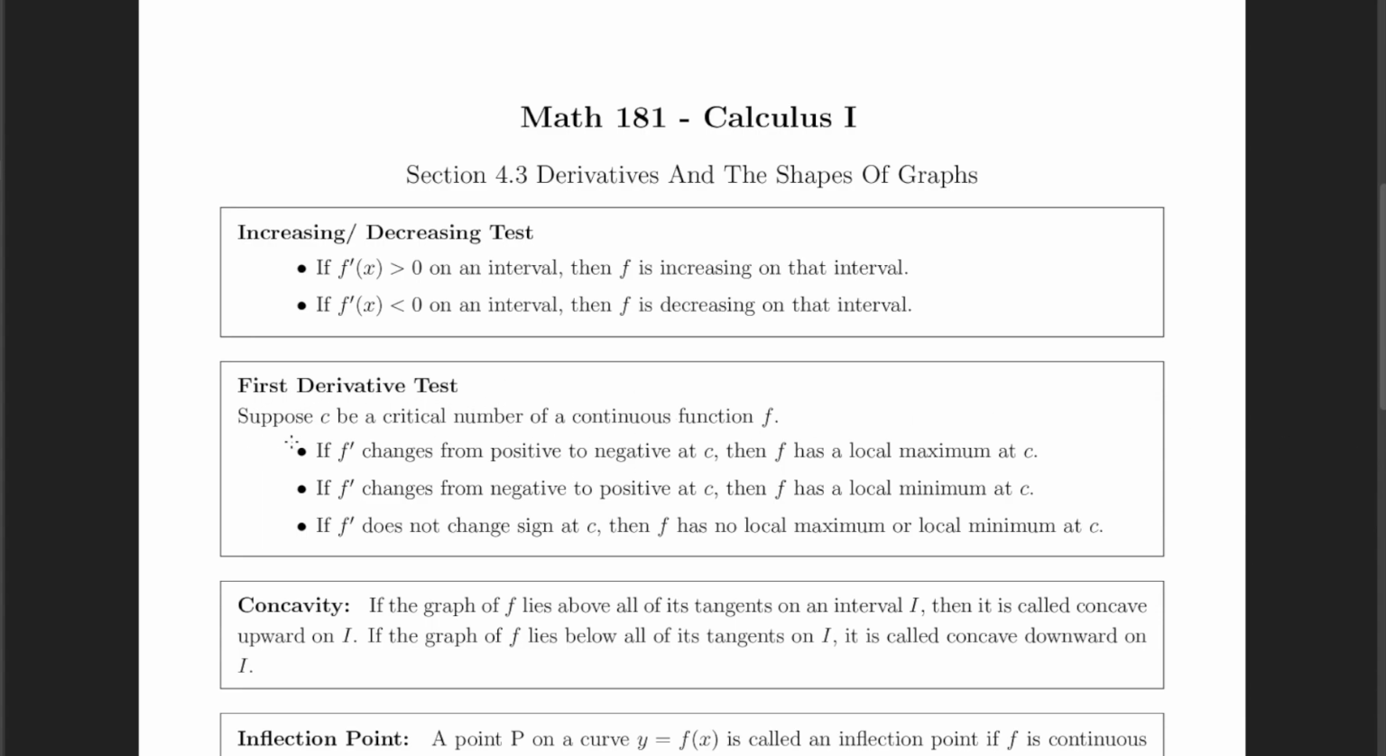Our first derivative test: suppose c is a critical number. If the sign changes from positive to negative, then it's a local maximum. If f prime goes from negative to positive, that's a local minimum. If the sign does not change, there's no local maximum or minimum.